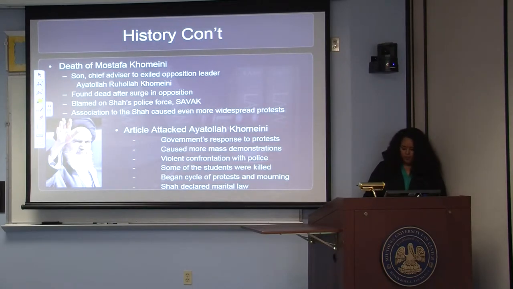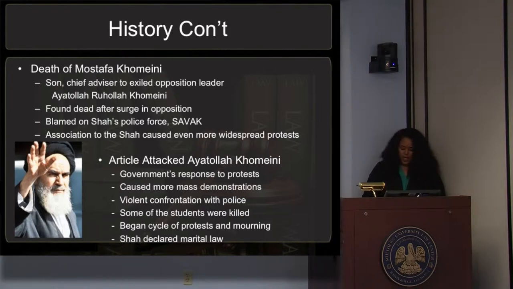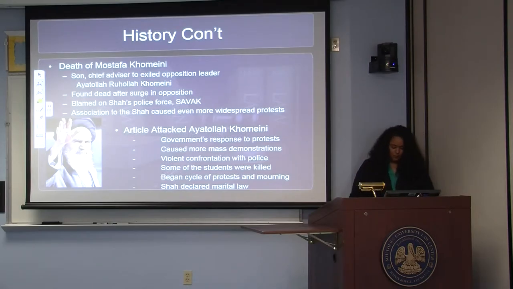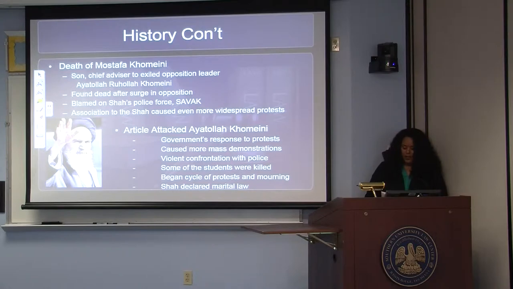Shortly after this surge in opposition, Mostafa Khomeini, the son and head advisor of exiled opposition leader Ayatollah Khomeini, was found dead. The cause of death was officially announced as a heart attack, but members of the opposition groups blamed the death on the Shah's police force, which is called the Sabah. The Shah's perceived association with Mostafa Khomeini's death caused even more widespread protests. After protests broke out over the death of Ayatollah's son, a government agent released an article attacking Ayatollah Khomeini as a traitor. This caused even more mass demonstrations by students in the city of Qom. The Iranian police responded with violence, and some of the student protesters were killed.